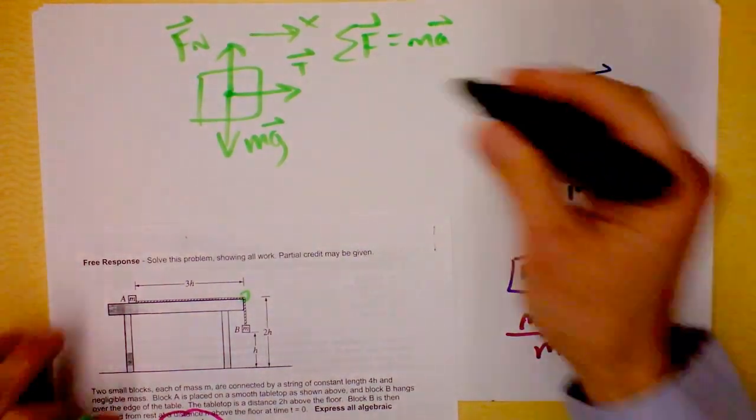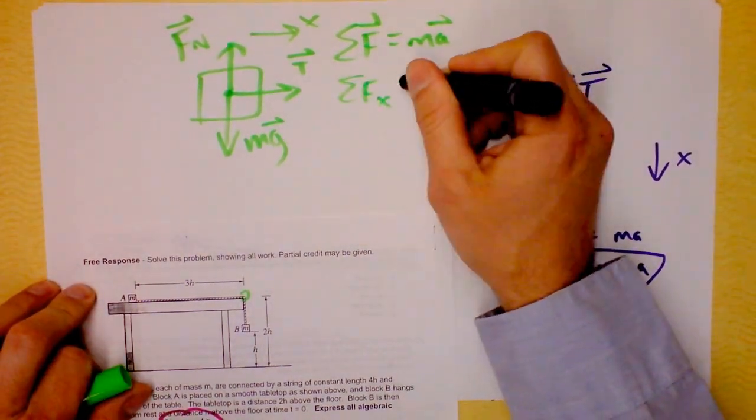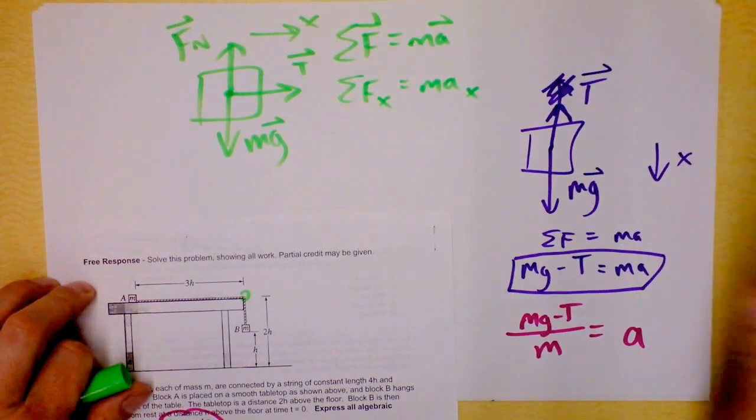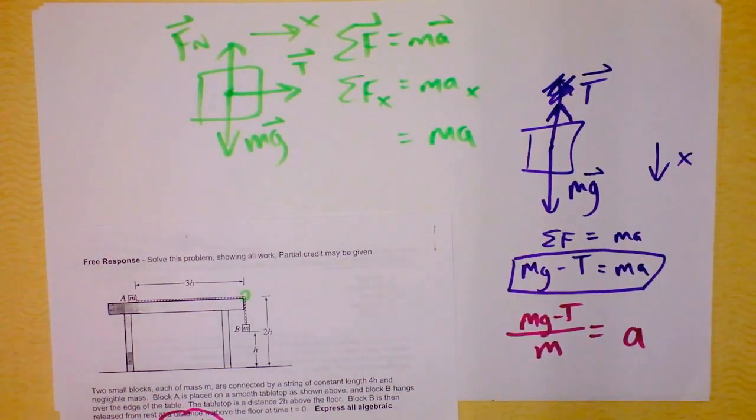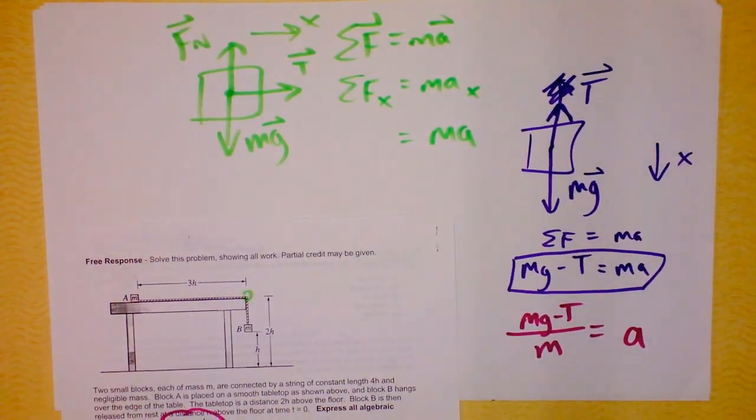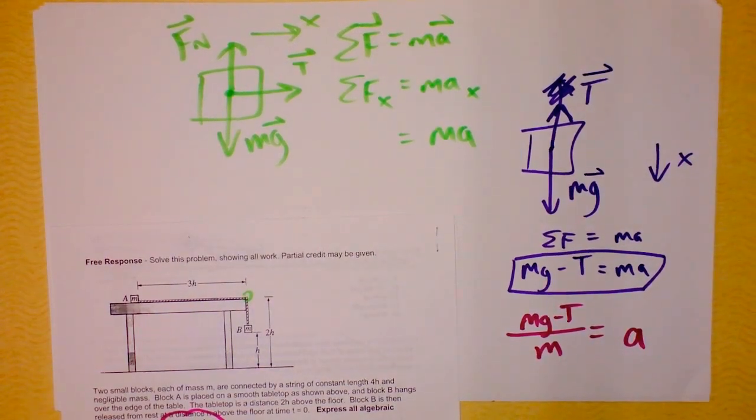In the x direction, let's just talk about the x direction. Net force in the x direction equals mass times acceleration in the x direction. The acceleration is just going to be a. Don't you think they're going to have the same acceleration? Yeah, I think they will. That takes care of it. So what is the net force in the x direction? It's just tension. There's only one. Yeah, just tension.